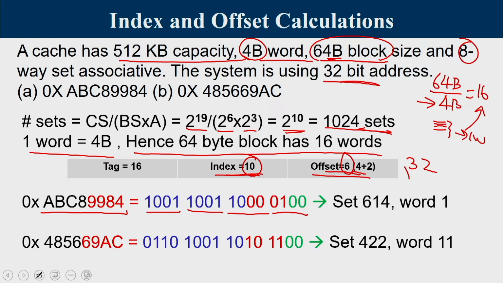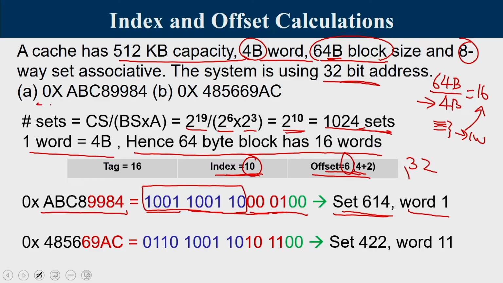And here the 10-bit blue portion indicates the set number. The 4-bit red portion indicates the word number, and the 2-bit green portion tells the byte within the word. If you compute the decimal value of this 10-bit blue portion, you will get the number 614. If all the blue bits are equal to 1, that corresponds to set number 1023. So, in this particular address, these 10 bits constitute the decimal value 614, and the red portion is word number 1.